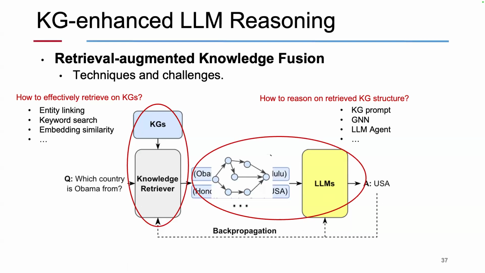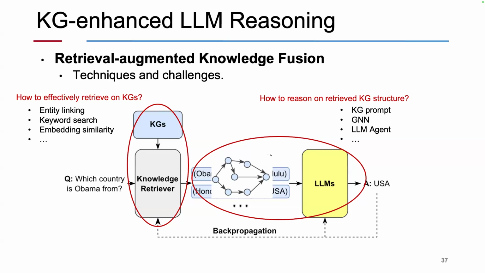Basically, the challenge comes in two parts. The first is how we can effectively retrieve from the knowledge graphs. The knowledge graph stores billions of facts in a structured manner. Given a user's question, how can we find the most relevant or useful facts from the knowledge graphs? There are definitely some solutions right now, like entity linking, keyword-based search, or even embedding similarity. But there's still some limitation, like how to effectively utilize the structure of the knowledge graph to find the relevant information.